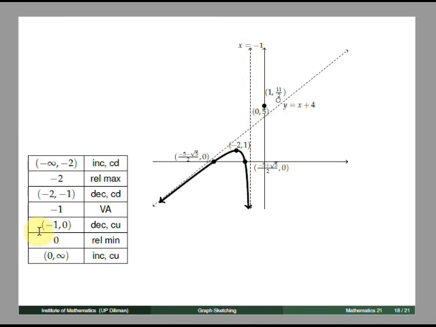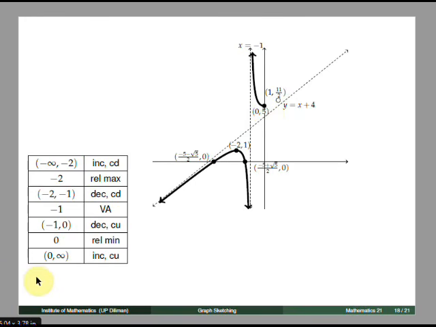Next is the interval from negative 1 to 0. So, here is from negative 1 to 0. From negative 1 to 0, we are decreasing concave up, but we must pass the point 0.5. We have this part of the graph. So, it is asymptotic to the vertical asymptote x equals negative 1, decreasing and concave up, and passes the point 0.5.